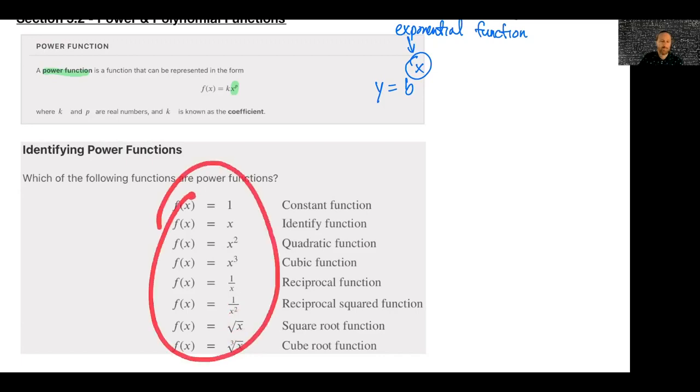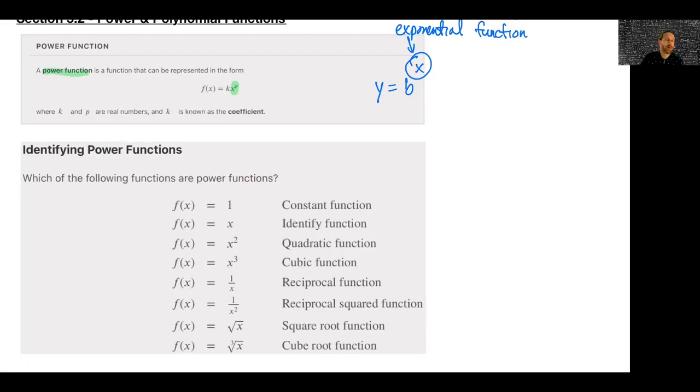Here's a bunch of those basic toolkit or parent functions that we talked about and graphed earlier. Well, which ones of these would be considered power functions? According to the definition, all we have to be able to do is write it as x to a power. So obviously, which ones are power functions?